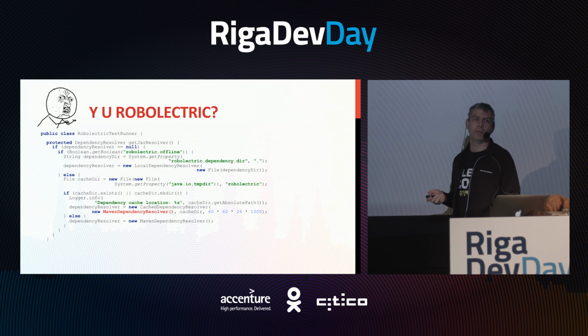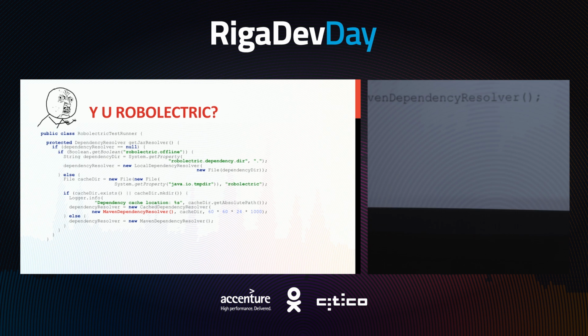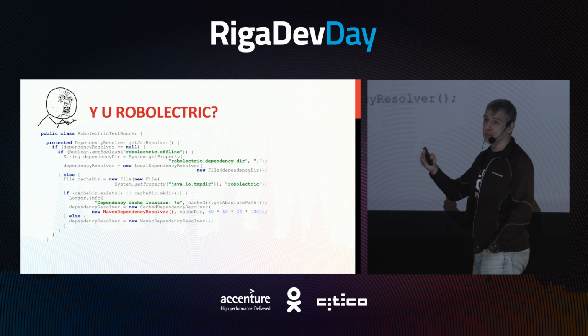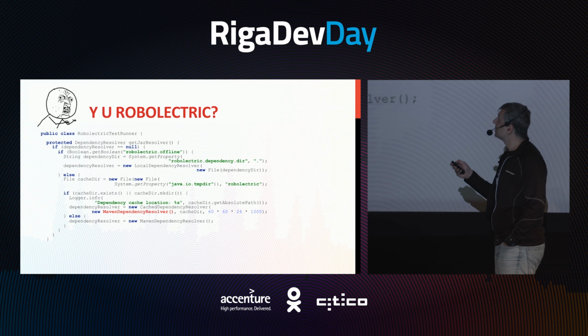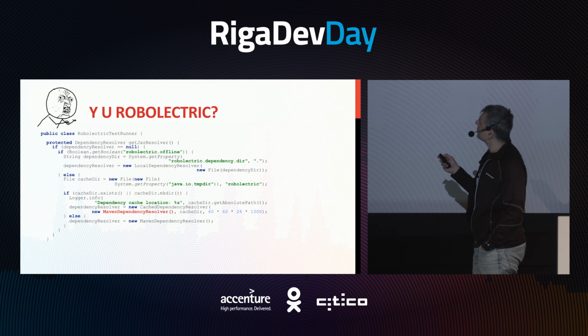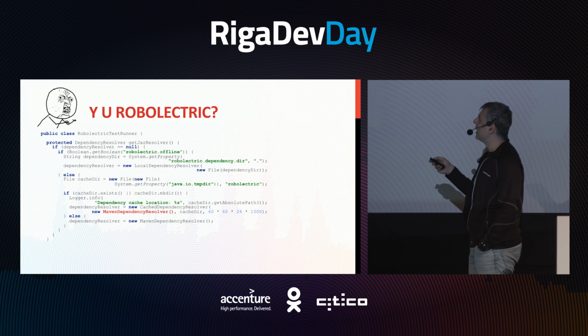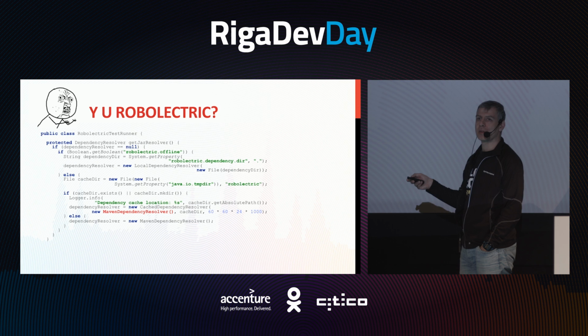But this is the code of the Robolectric test runner. And the Robolectric test runner is the runner that is used to run your JUnit Android tests. What it does is it checks if it has a property like offline. And if it's offline, it will check for dependencies in a specific directory. Otherwise, it will use Maven. In the code of the library, it will download stuff.